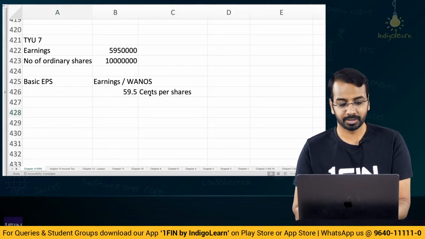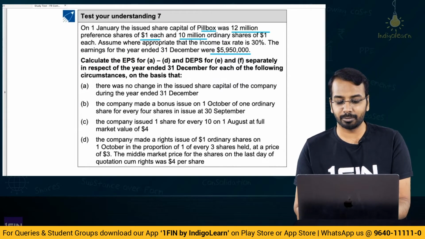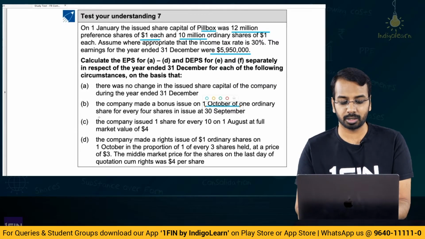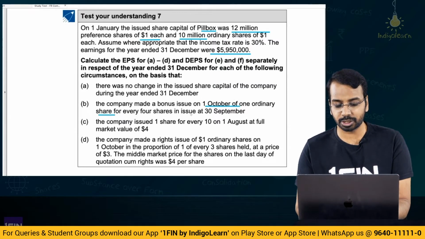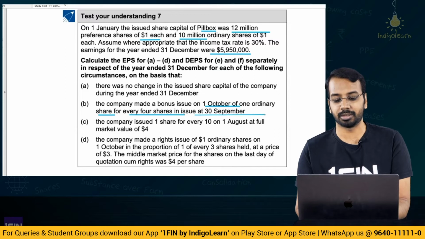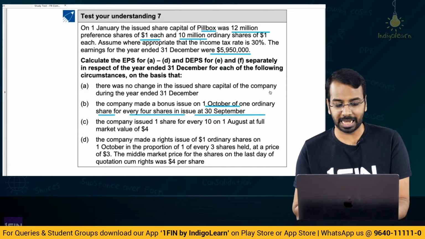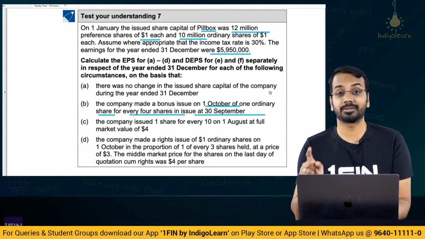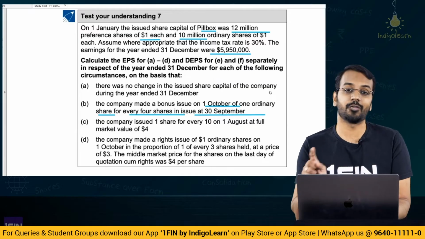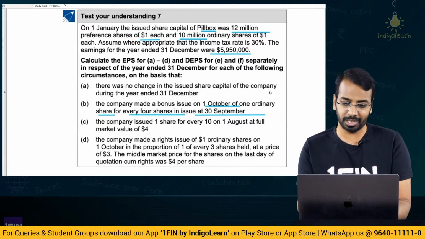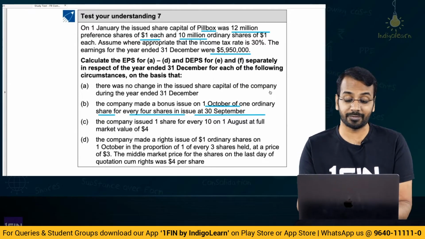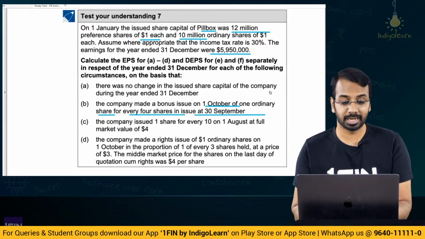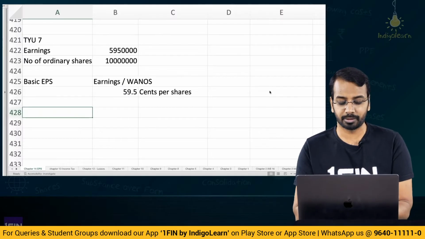Then the second part: the company made a bonus issue on 1st of October of 1 ordinary share for every 4 shares in issue at 30th of September. Now when a new bonus issue is made, how do we give the impact of that? We assume that it has been issued at the beginning of the earliest period reported, and for the current period also it was in effect from the beginning of the period.